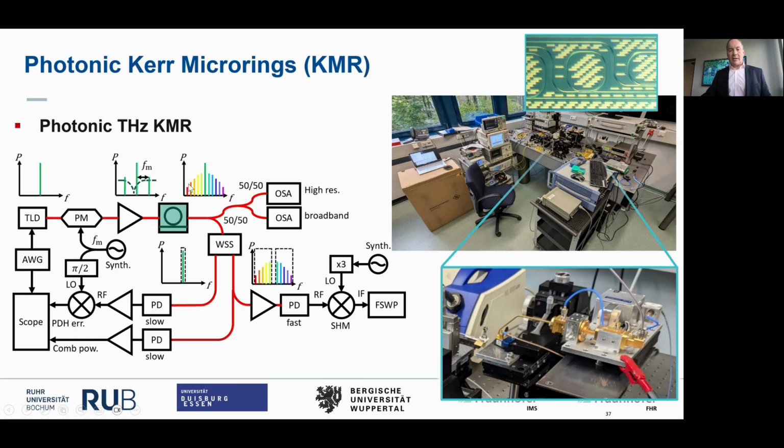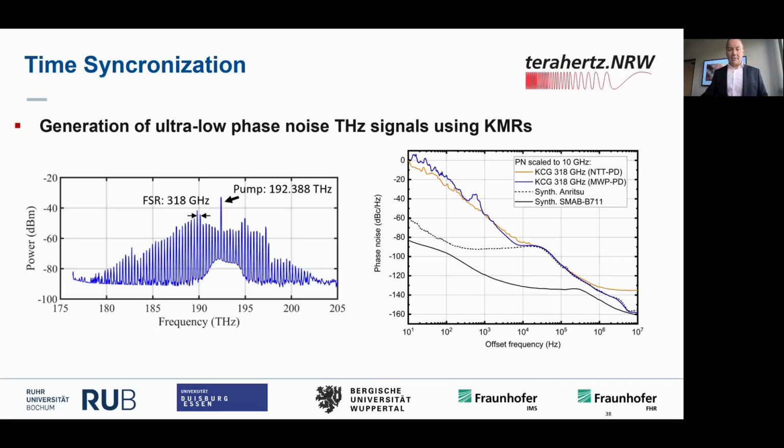It generates a spectrum of optical lines that you see here in this picture, from red to purple or blue, and the difference frequency between all the lines is very, very stable. It is defined by this chip, and that allows us to generate a signal with very low linewidth and very low phase noise, which is necessary for time synchronization in almost all electrical applications.